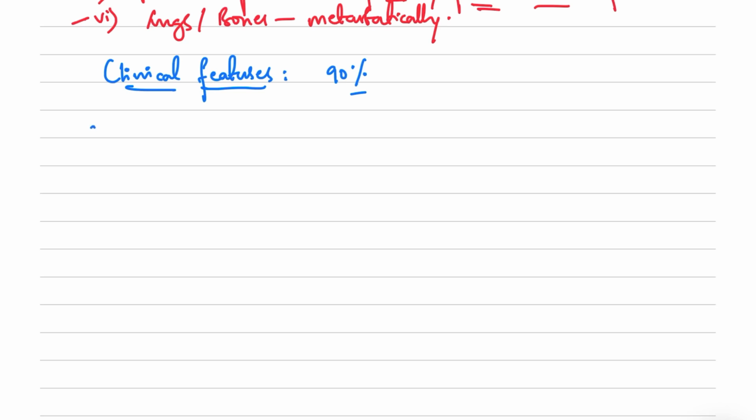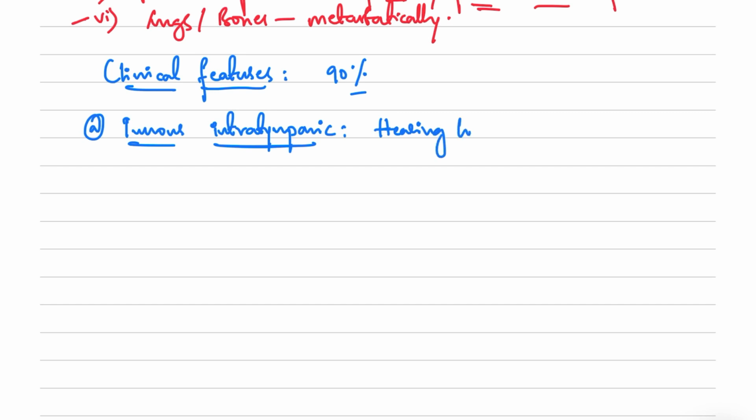So firstly we'll look at when the tumor is intratympanic. What happens when the tumor is intratympanic? The earliest symptom that the patient presents with is hearing loss along with tinnitus, and this might even mimic Meniere's disease as well.